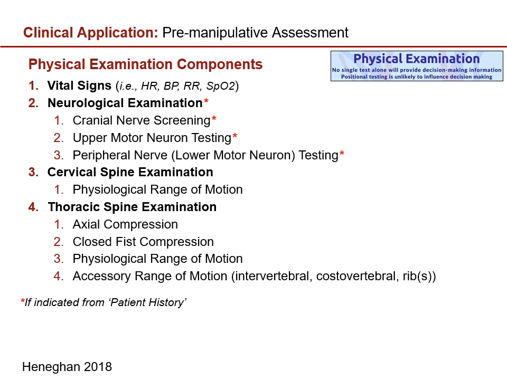Cervical spine examination, physiological range of motion, which is kind of a staple and a bread and butter for your standard orthopedic examination of the cervical and or thoracic spine. The unique elements here for the thoracic spine examination are the axial compression.